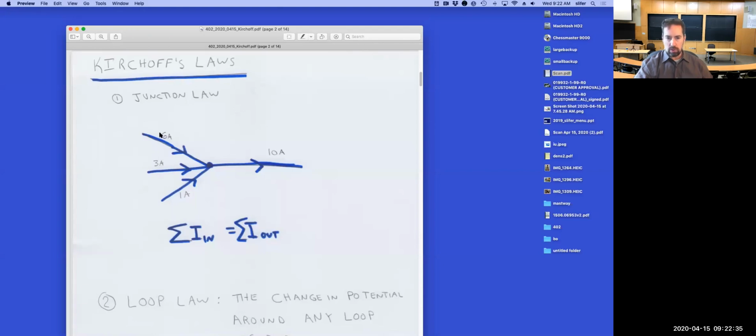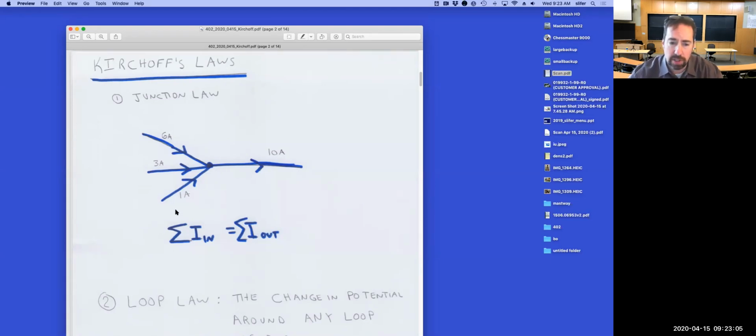Kirchhoff's junction rule is the idea that if I have a mess of wires joining at a point in space, then the current going into that mess of wires has to be equal to the current going out. So in this simple case, we have 6 amps, 3 amps, and 1 amp all going into this junction. I'd better get 10 amps coming out of that junction, or else I've lost some charge somewhere. It's escaped and there's nowhere for it to go. So that would violate conservation of charge.